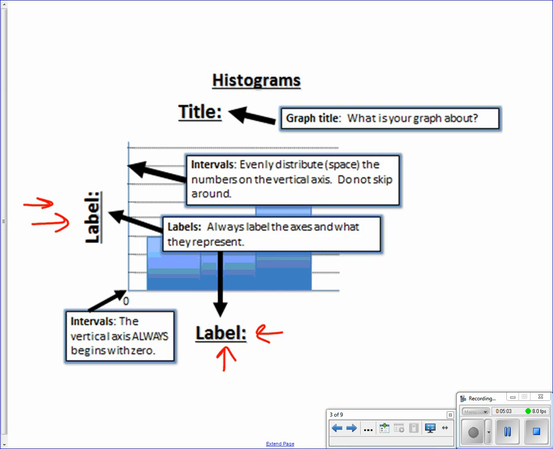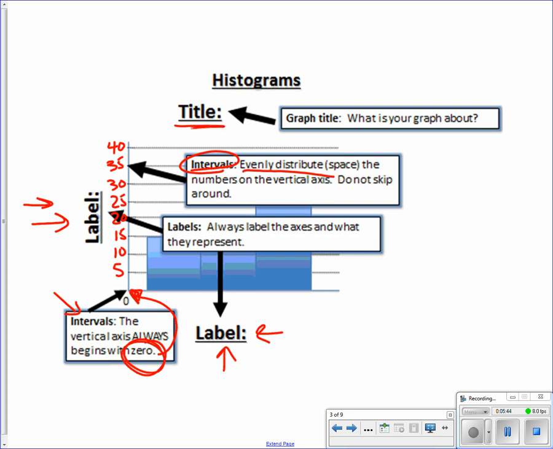When I have my intervals, I always start at 0. Okay, so my intervals always start at 0, and they must be evenly distributed. Okay, so they start at 0, and then they must be evenly distributed up. Okay, so if I were to make a sample of this one, I might count by fives: 5, 10, 15, 20, 25, and so on. Okay, you have to make sure that they're even. I can't go by 5 on the first one, then 20 on my next one. It must be consistent. It must be even. I can't skip around. And again, I always must start at 0 as my first one, okay, when I make my histograms. So these are important parts.